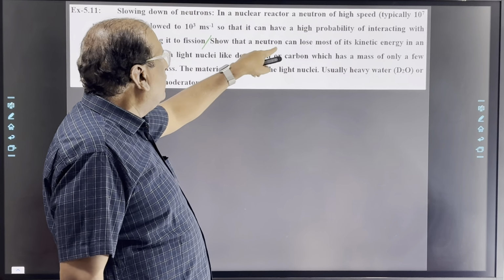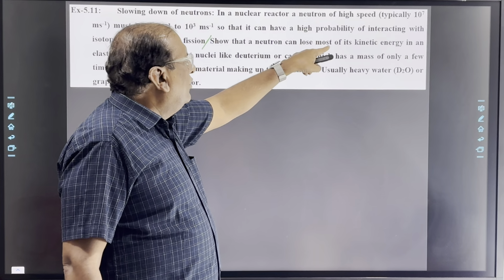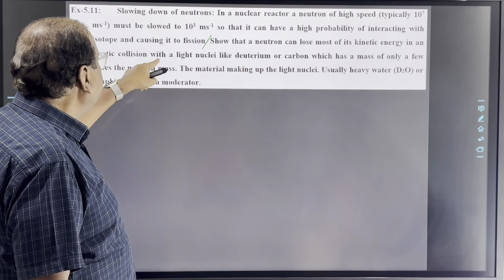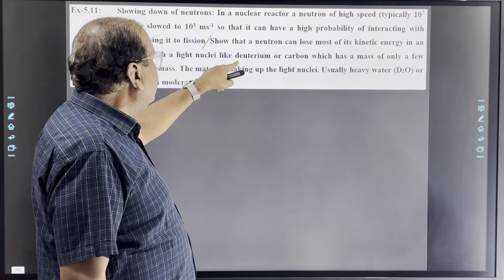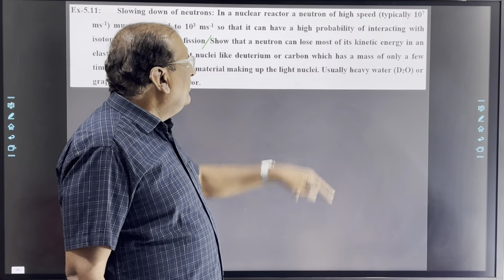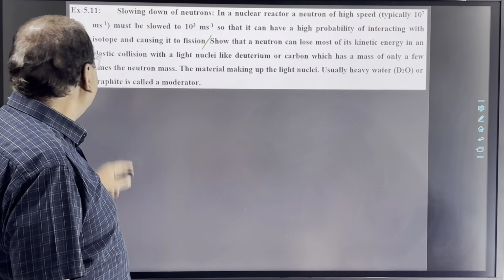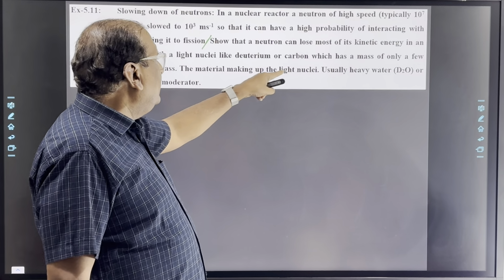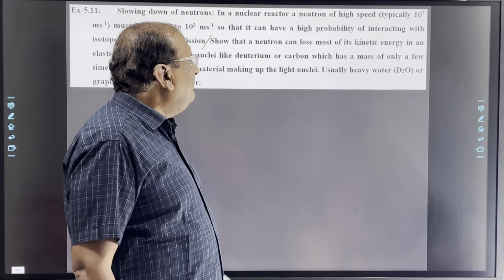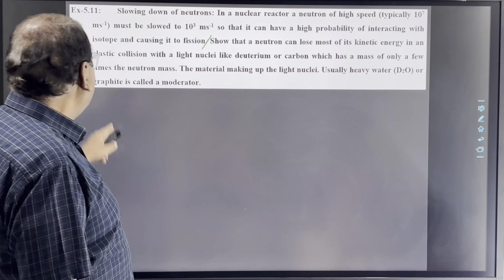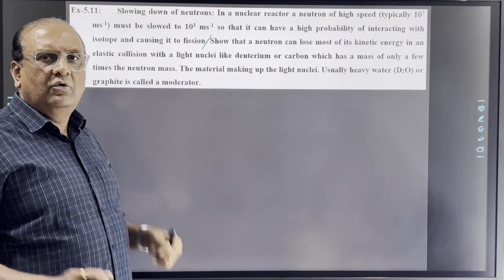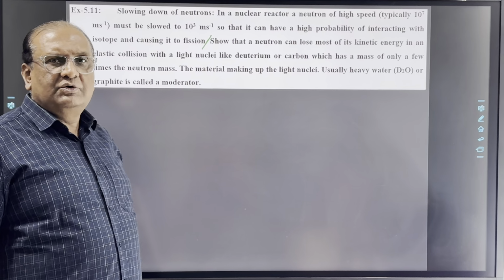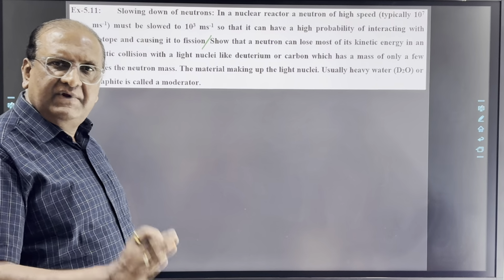So that a neutron can lose most of its kinetic energy in an elastic collision with a light nuclei like deuterium or carbon, which has a mass of only a few times the neutron mass. The material making up the light nuclei, usually heavy water D2O or graphite, is known as a moderator. Again, that is the information, right? So moderators slow down the neutrons.